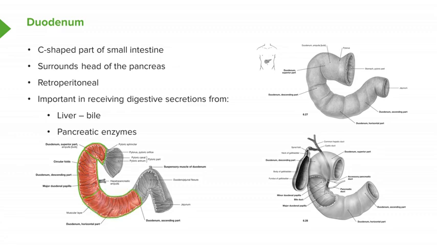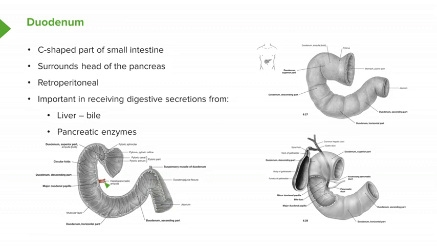We've got a horizontal part that sweeps back towards the left, and then we've got an ascending part that runs up and then becomes the duodenojejunal flexure as it's continuous with the jejunum, which then starts in the upper left quadrant and passes down to the lower right. So we can see we've got 4 parts to the duodenum, and these are called the superior, the descending, horizontal, and the ascending.